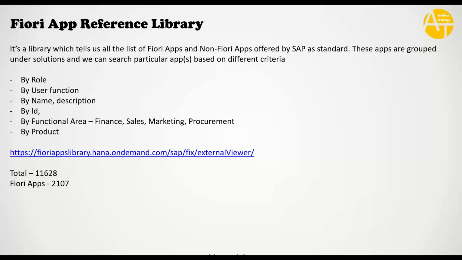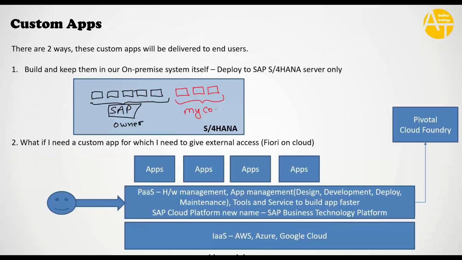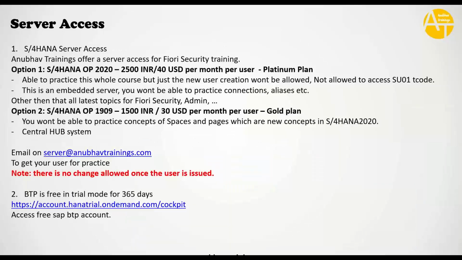Fiori App Reference Library is a place where you can go and find all the Fiori and non-Fiori applications which will exist in your company system. Then we talked about custom Fiori apps. They live hand in hand with standard Fiori apps. There are two ways to develop and deploy them. One is in your existing S4HANA system. Another is directly into the BTP. Then we talked about the server access details.